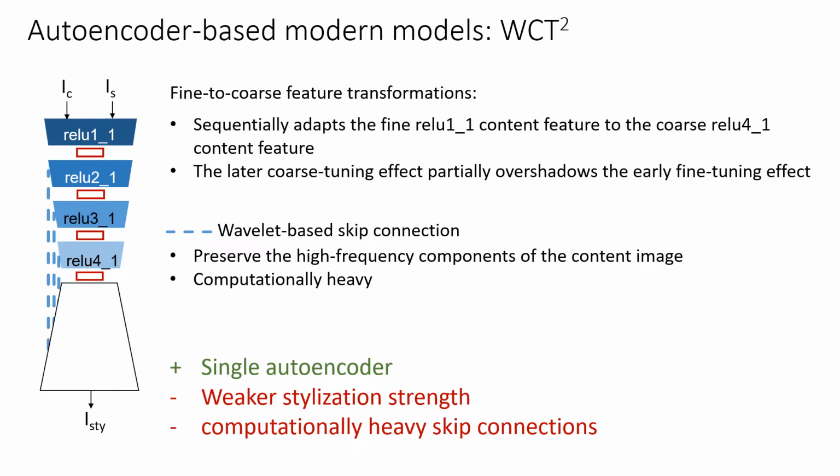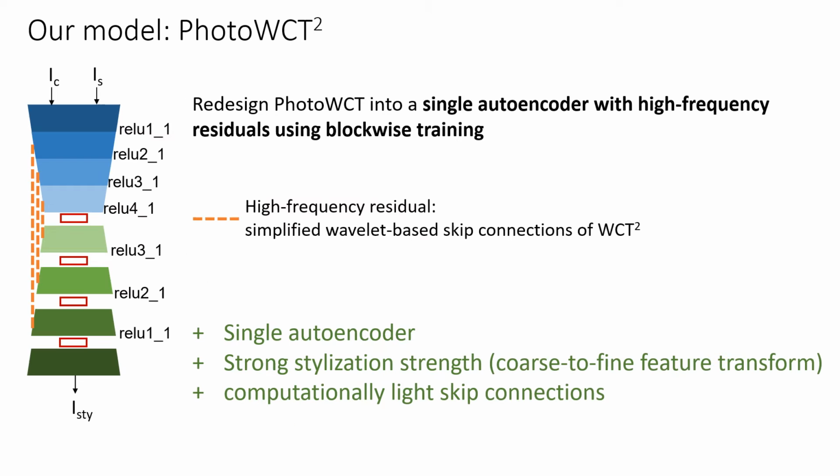On the other hand, WCT2 is based on an efficient single autoencoder. However, it results in weaker stylization strength than PhotoWCT due to the use of fine-to-coarse feature transformations. In addition, it introduces wavelet-based skip connections to reinforce the reconstruction of high-frequency details, but this kind of skip connection is computationally heavy. We propose a new single autoencoder model, which we call PhotoWCT2.